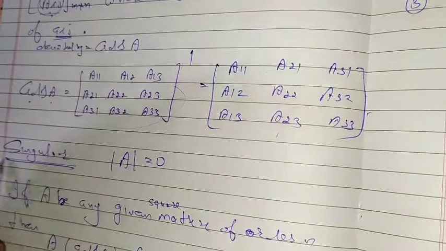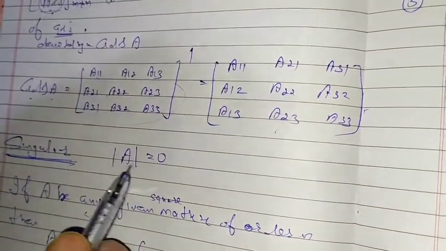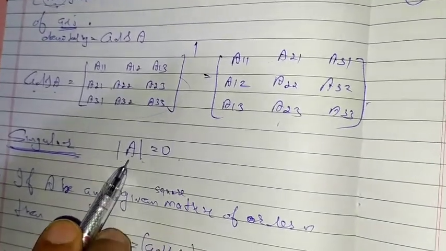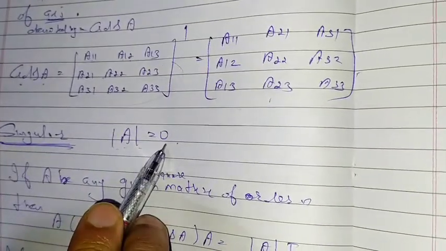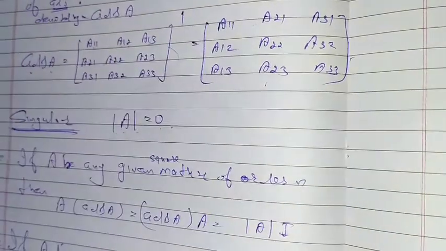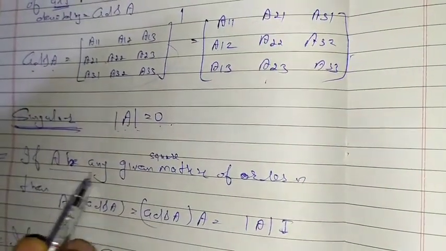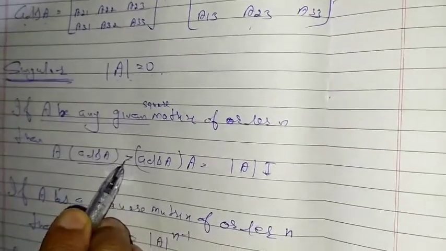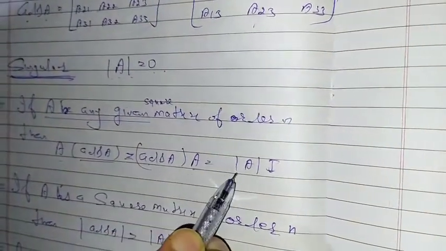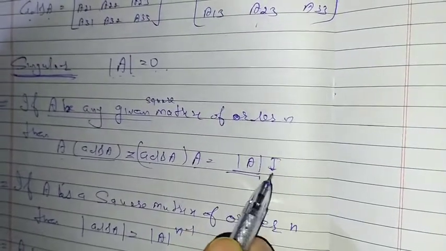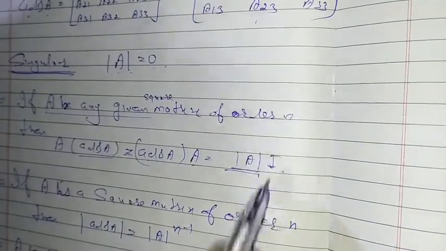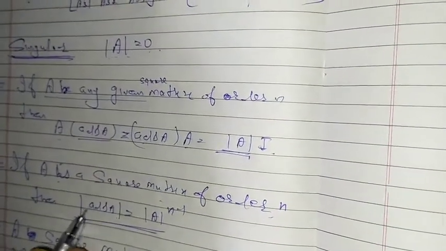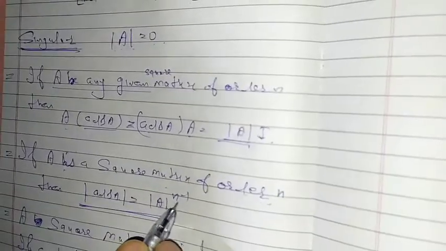A square matrix is said to be singular if the determinant of A is equal to 0. If the determinant of A is not equal to 0, then it is non-singular. If A is any square matrix, then A into adjoint of A is equal to adjoint of A into A, which is equal to determinant of A into identity. If A is a square matrix of order n, then this is the condition: the determinant of adjoint of A is equal to determinant of A to the power n minus 1.